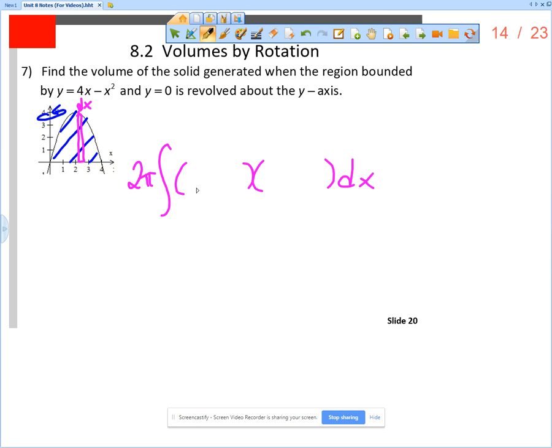All right, so now we put 2 pi radius times height. All right, so radius, what's the radius? Remember, the distance that a dx is from the axis of rotation. Remember, the dx is x units from the y-axis, and the y-axis is 0, so we would say x minus 0, right? All right, height, upper boundary minus lower boundary. What's the upper boundary? All right, upper boundary is 4x minus x squared, minus the lower boundary, which is y equals 0.